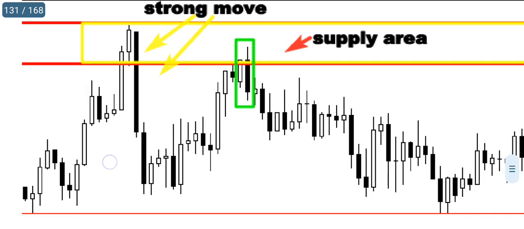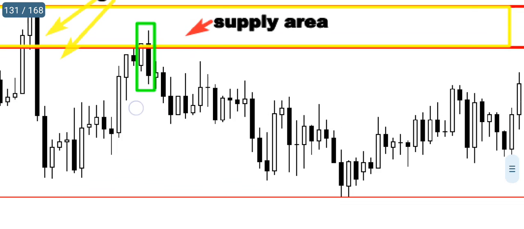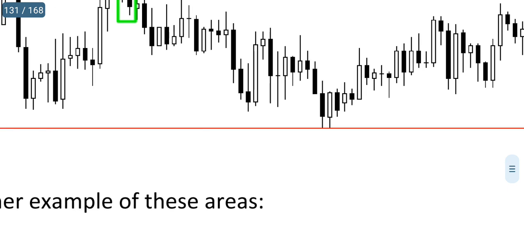And the same case applies to what we call the demand zone. In the demand zone, the sellers cannot sell the market at a price that is higher than what the buyers are buying the market at. So the price is being rejected.